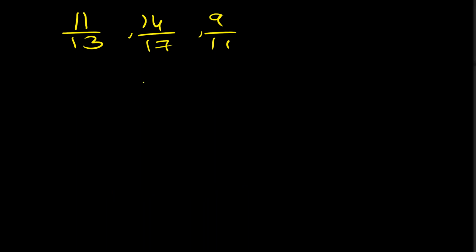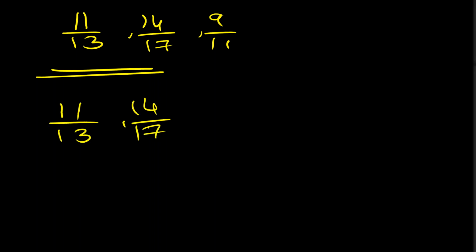Okay, fine. From my first step, I'm taking any two things. So I'm taking 11 by 13, comma 14 by 17. I'm multiplying 11 into 17 first and then 14 into 13. Find the values for these two things. So 11 into 17 and 14 into 13.